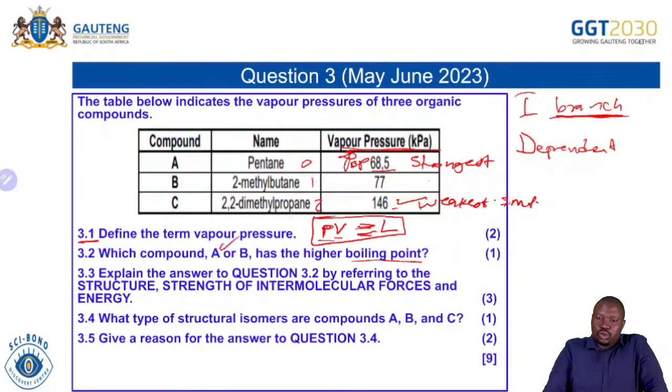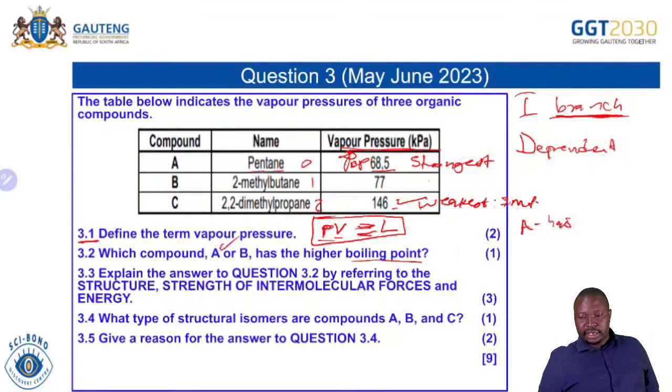Explain the answer to question 3.2 referring to the structure. I told you the issue of the structure, the strength of intermolecular force, and the energy. So you can refer to branch or you can refer to chain length to say, okay, A has the longest carbon chain.